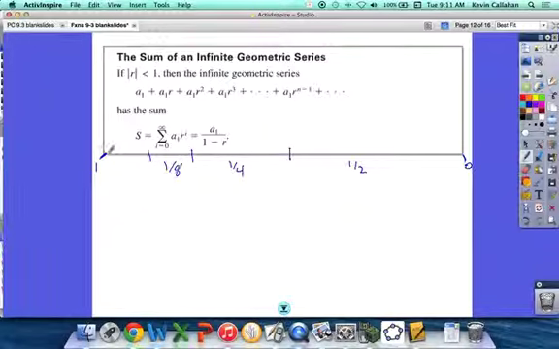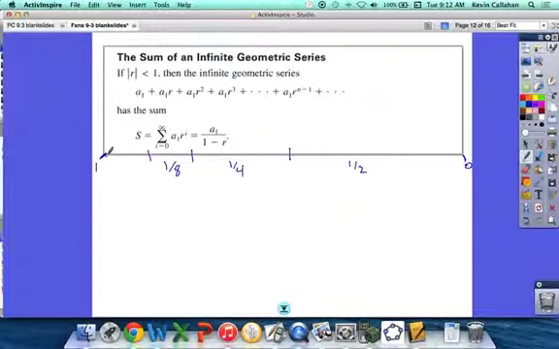But am I ever going to actually get to that point right there? No, I'm going to get infinitely close, but I'm never going to touch it. It's like a function's graph approaching an asymptote. It'll get infinitely close, but it won't quite touch that point. But you would still say that the sum is converging to that value, whatever it is.